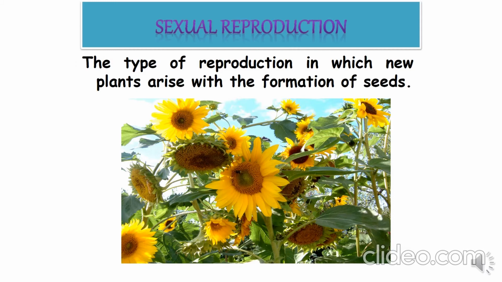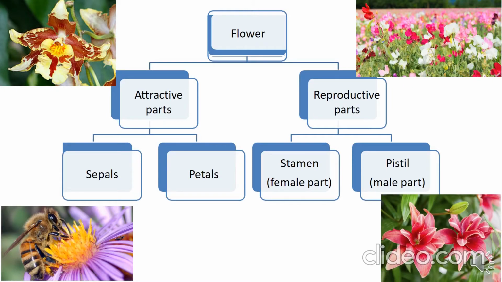Now let us proceed to sexual reproduction in plants. In this type of reproduction, the reproductive parts of a plant, for example flowers, are involved. It is also a type of reproduction in which new plants arise with the formation of seeds. The flowers in plants have two significant parts. These are attractive and reproductive parts. For the attractive parts, we have sepals and petals. And for the reproductive parts of the flowers, we have stamen, which is the female part, and pistil, the male part of the flower.